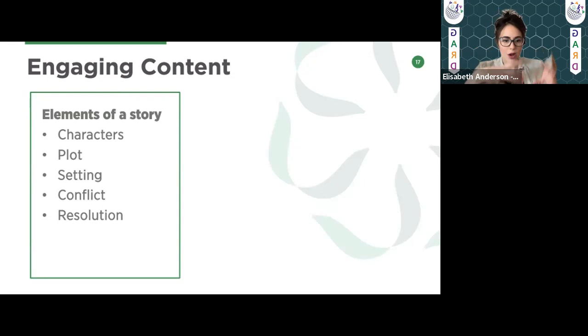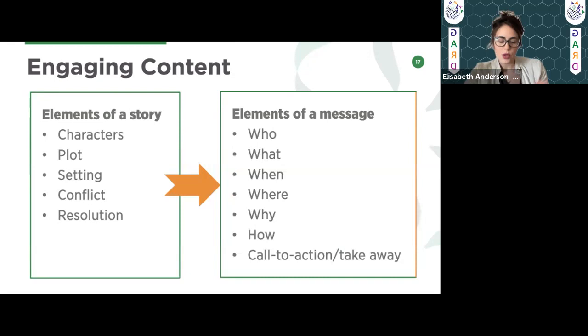At times, it's really appropriate that we do this as scientists, but at other times, we shouldn't. We don't want to invoke undue emotion for something that won't help, for something that will just cause fear. So we have to think about how we can share information and what that looks like. What are the elements of a message? Instead of telling a story with tension, let's think about the who, what, when, where, why, how, and the call to action takeaway.